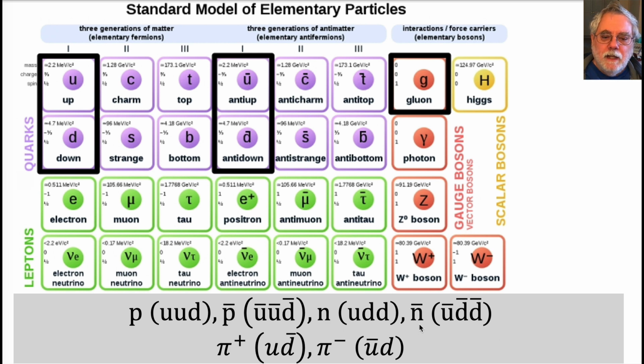Antiprotons and antineutrons are antibaryons consisting of 3 antimatter antiquarks bound and confined with a sea of gluons. Antimatter counts as ordinary matter for expansion of the universe. Antimatter is not antigravity. Pions are mesons consisting of 1 quark and 1 antiquark bound and confined with a sea of gluons.